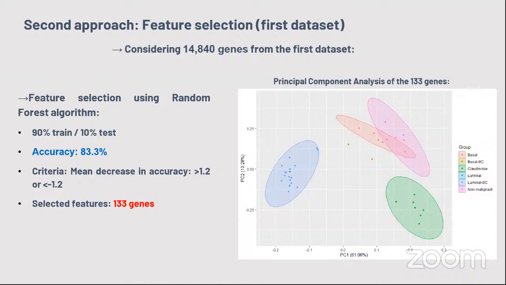And then I worked on the second approach. In the second approach, I considered 14,000 genes from the first data set. And I also performed the feature selection using random forest. And in that case, I used a mean decrease accuracy larger than 1.2 or smaller than minus 1.2 because the numbers were lower in comparison to the other feature selection. And as a result, I got 133 genes. And as you can see with the principal component analysis, the groups are pretty well separated. Just the basal breast cancer and luminal breast cancer are difficult to separate from each other. But in general, they look good.